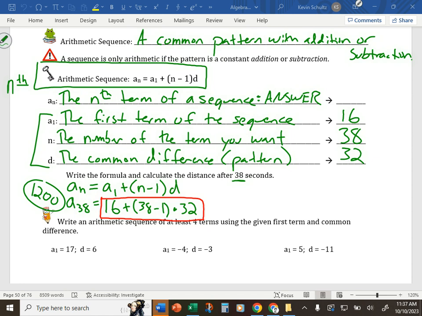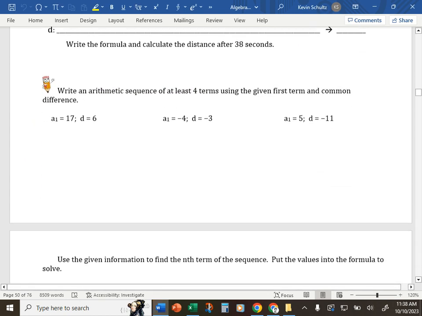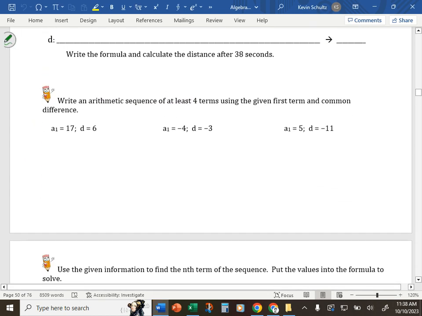Much, much simpler to do than trying to write that rule for the table. Okay? All you need to know is the first term, the term you want, and the pattern. Those three things, and you can get it. Okay? So let's start slow here. We're only going to start with the first term and the pattern. But it says write an arithmetic sequence of at least 4 terms using the given first term and the common difference. So I'm giving you that A1, that first term, and I'm giving you the pattern, the D.